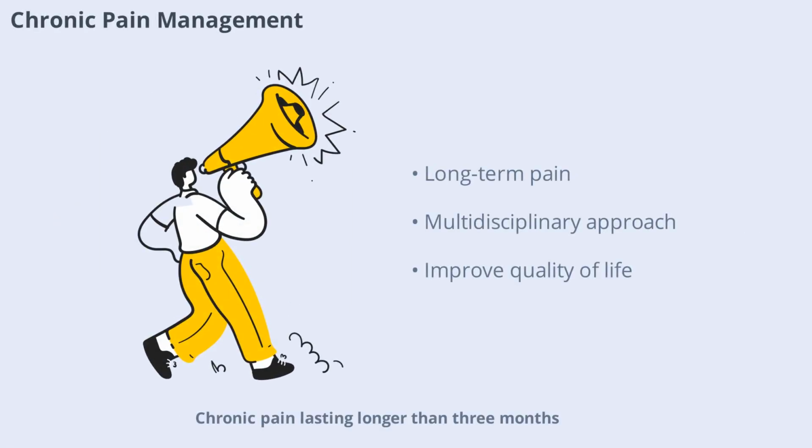Chronic pain lasting longer than 3 months often requires a different approach than acute pain. Analgesics may be used alongside physical therapy, counseling, or other treatments. The goal is to improve quality of life and function, not just to eliminate pain. Chronic pain management is a complex, ongoing process that often involves a team of healthcare professionals.